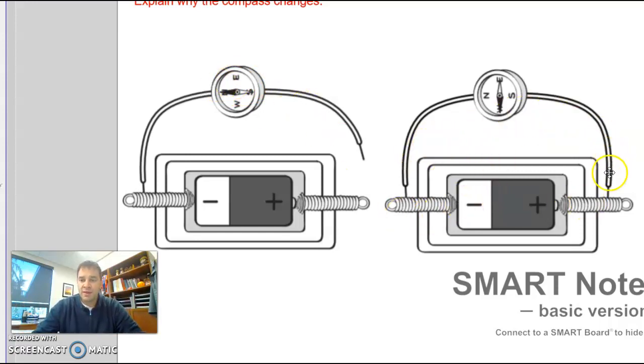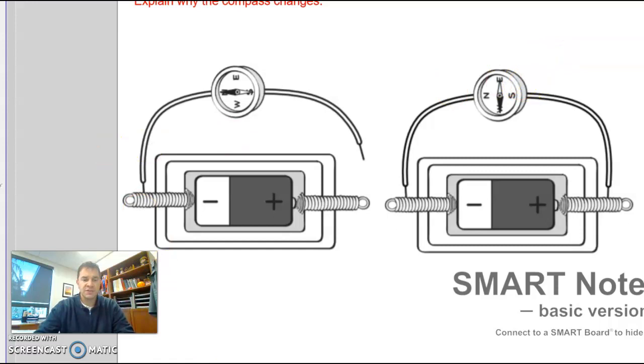However, on the diagram on the right, when we connected that circuit, it's now a closed circuit, so the wire has electricity flowing through it, which creates a little bit of a magnetic field around it, and that changes the direction of the compass.